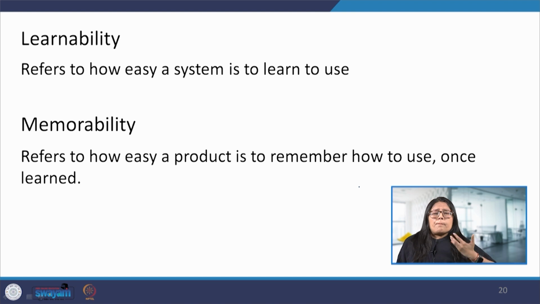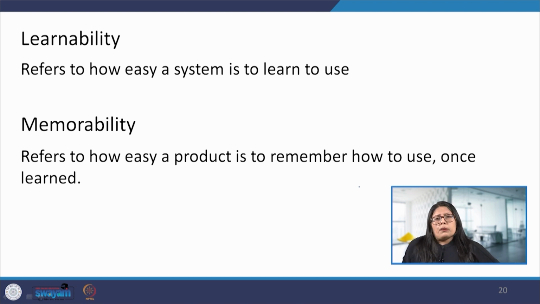So if I bought a new phone, how quickly can I learn it? How quickly can I learn a new laptop? If I am shifting from one brand to another, are the functions the same? Can I start operating it as soon as possible or not?